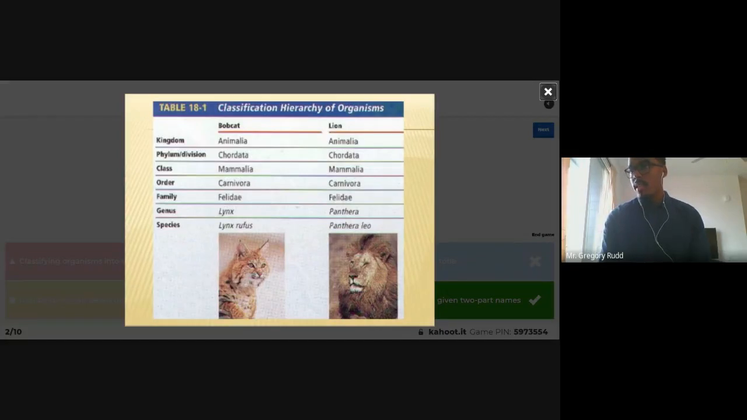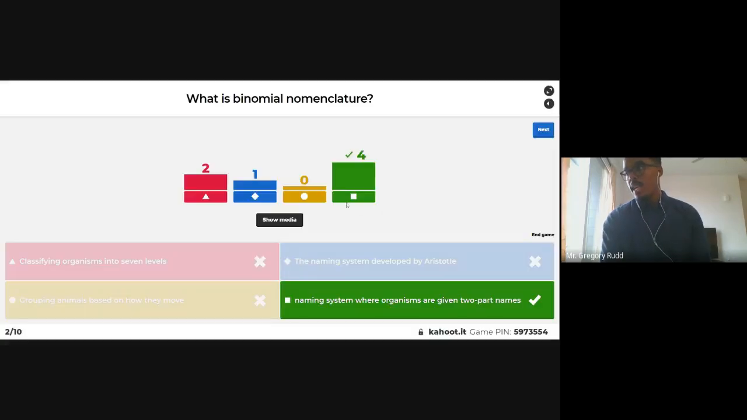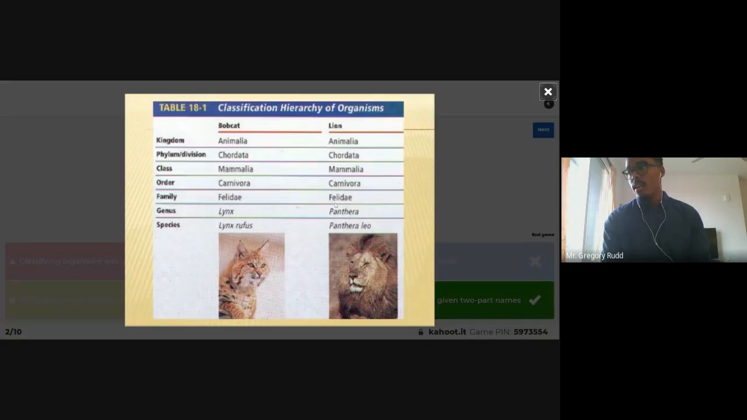This is a cool table, I think, and this comes clearly from a textbook somewhere. But we can see that these two species, a bobcat and a lion, share much of the same classification all the way down to the family. But then when we get to the genus, we start to see them diverge. So their genus, their genera, are different. For a bobcat, the genus is Lynx. For a lion, the genus is Panthera. And then, of course, their species are different.